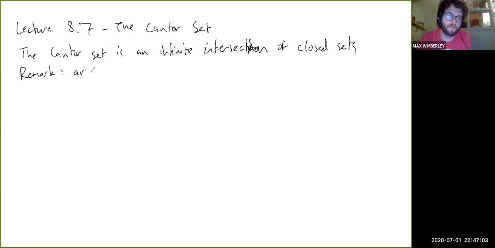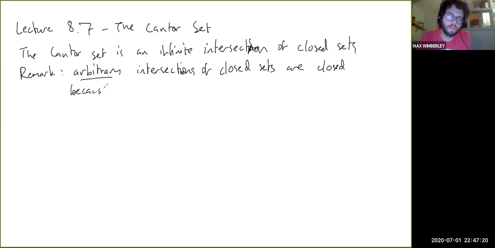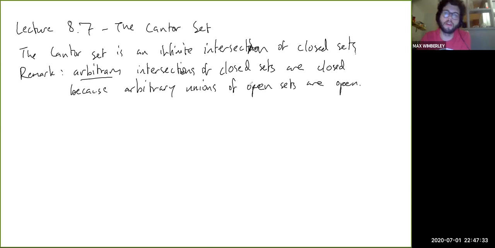One remark that I have here is that arbitrary intersections of closed sets are closed, okay? This is because arbitrary unions of open sets are open. There's a relationship between intersections and unions when you take complements, which is that if you take the complement of an intersection of a bunch of closed sets, that's the same thing as taking the union of all the complements of those different closed sets, right? So the complement of the intersection is the union of complements of closed sets, which means it's a union of open sets, which means that it's open.